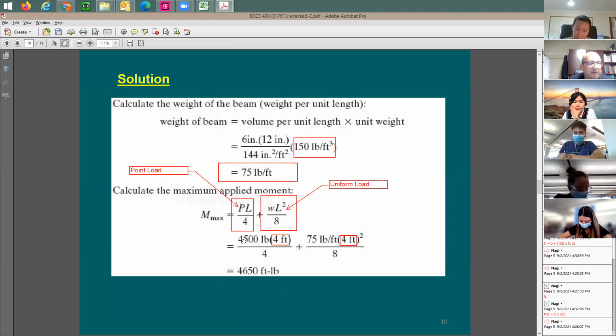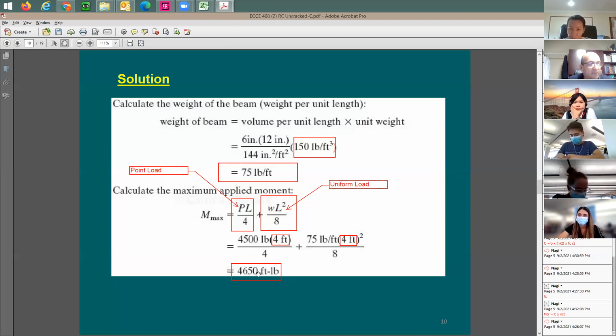The point load is 4,500 pounds. Uniform load, 75 pounds per foot. Here it's divided by 4 for the point load, divided by 8 for the uniform load. And here is the total moment acting on the beam right at the middle of it. So at the middle span, your moment is going to be equal to 4650 foot-pounds.